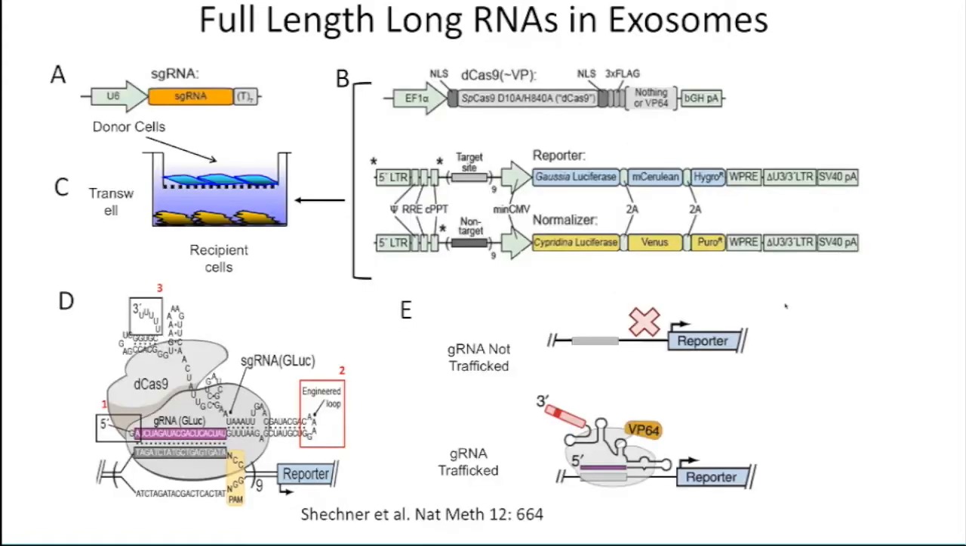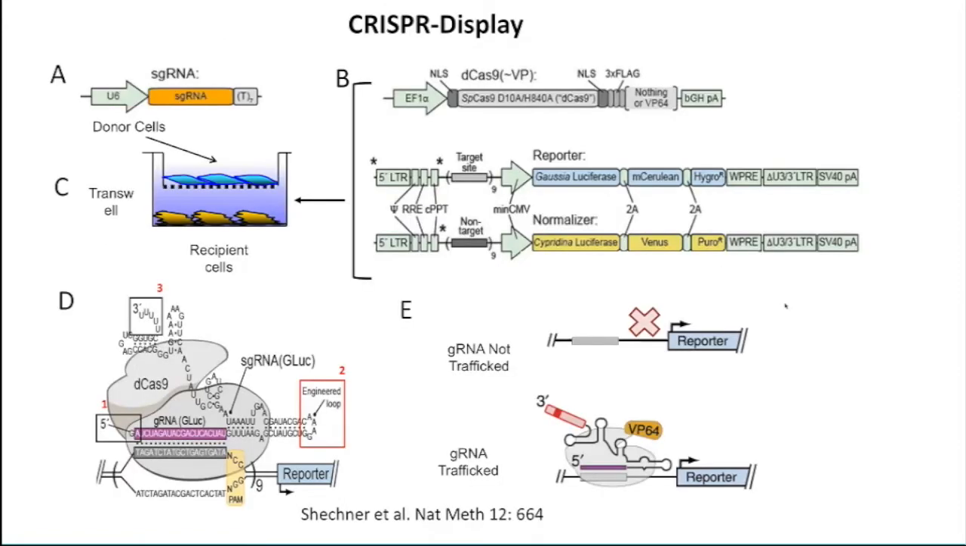So to try to address that issue, we had the idea that we could use a technique, a strategy called CRISPR display. So you're looking at this, and I'll explain it in a fair amount of detail here. What we're doing is in donor cells, we're expressing a guide RNA.